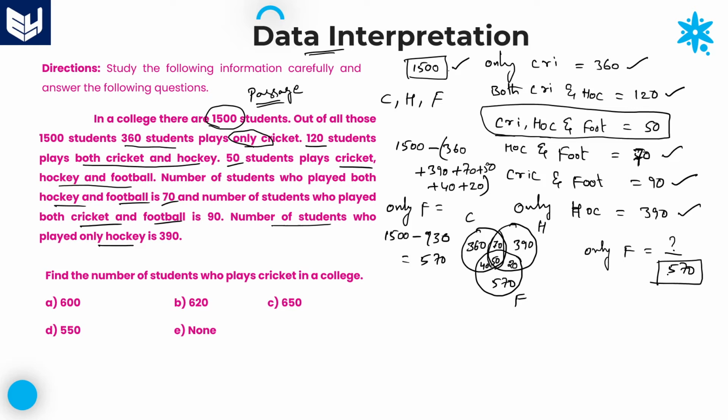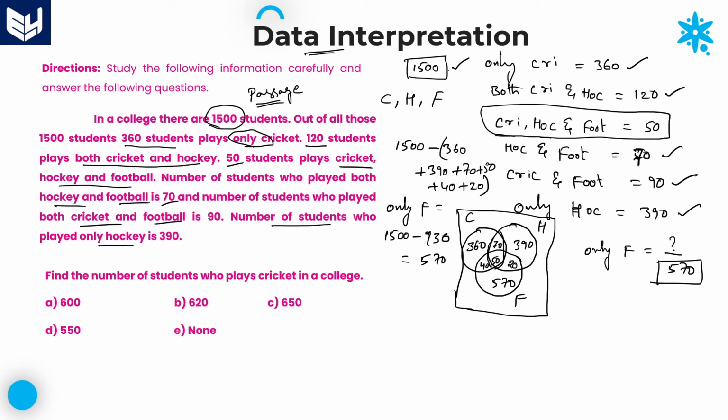This is the complete data about the given passage. Now from this diagram, it is very clear that total number of students in the college is 1500. Out of 1500, only cricket 360, only football 570, only hockey 390, both cricket and hockey 120, both hockey and football 70, both cricket and football 90, and all three games 50 members are playing.